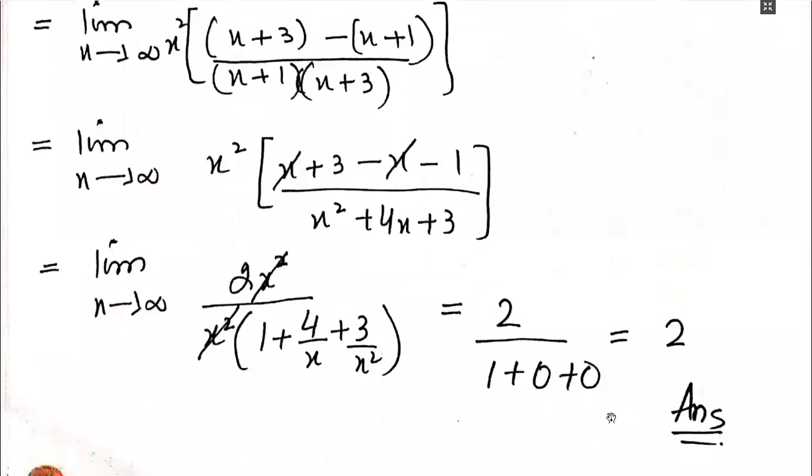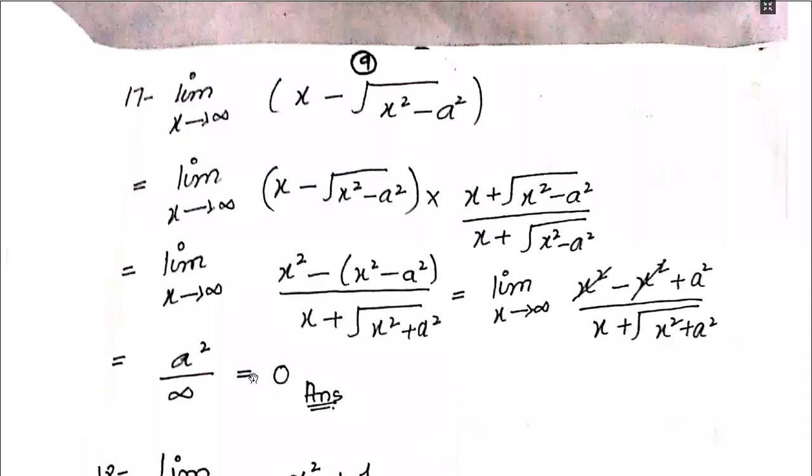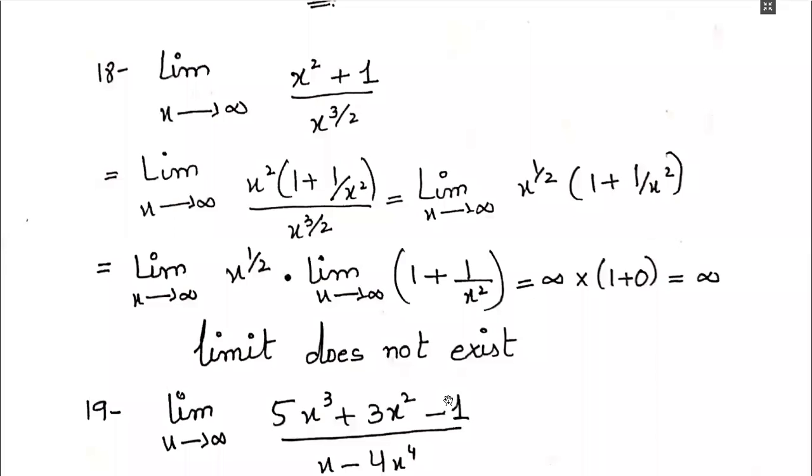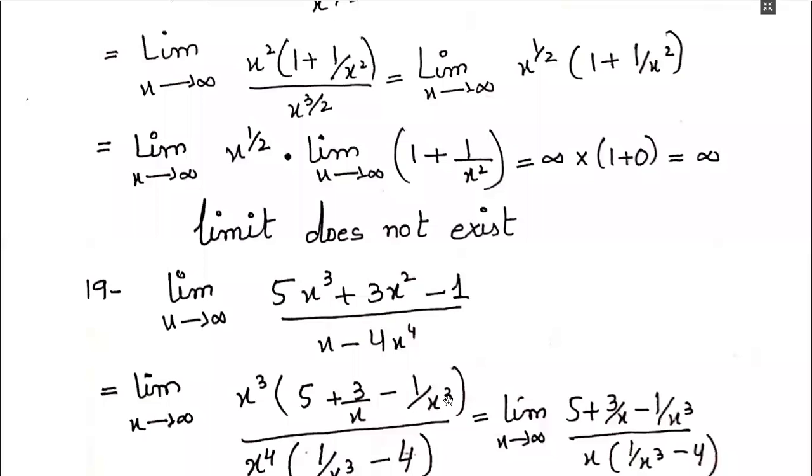This is very easy. Again, limit x tends to infinity, x minus radical x square minus 1. Again, the same, take rationalization and then solve this. Apply limit, the result is 0. Again, it is finite. Okay, this is also an infinity problem. In question 19, the same infinity, take x cube common from the numerator, x power 4 from the denominator, and then solve.